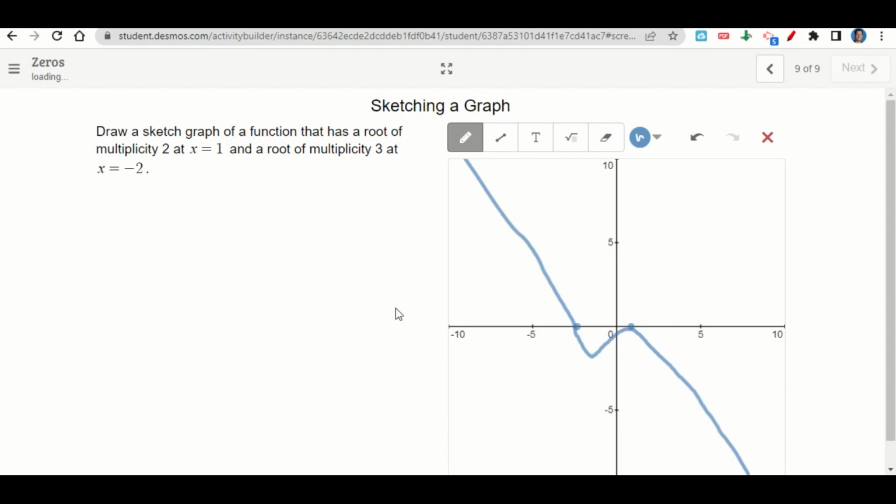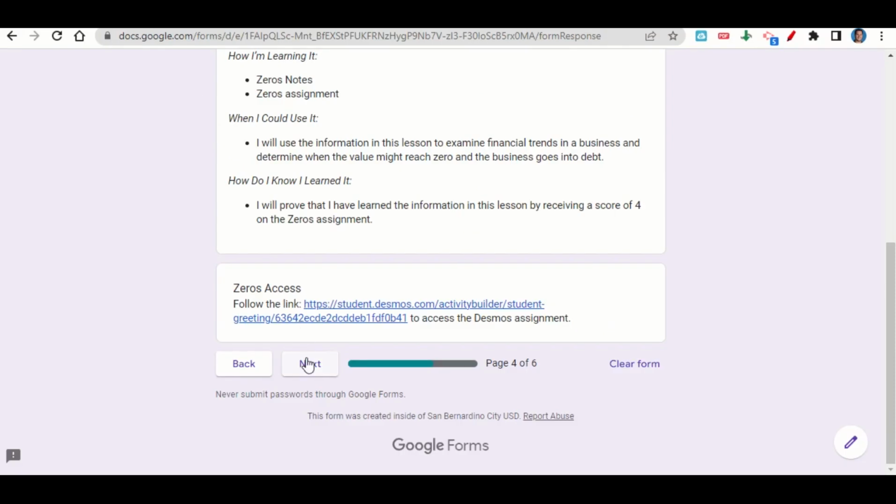So once you're done with this activity, we'll go ahead and go back to our Google form and click Next. This will take you to your Before You Go. Go ahead and fill out your Before You Go and then submit your work on Google Classroom.